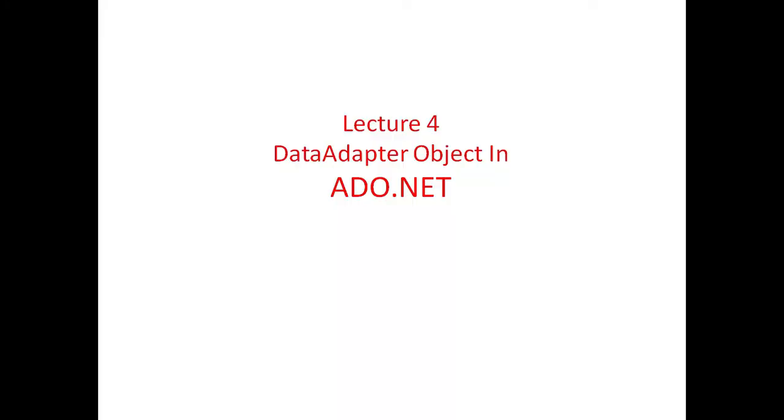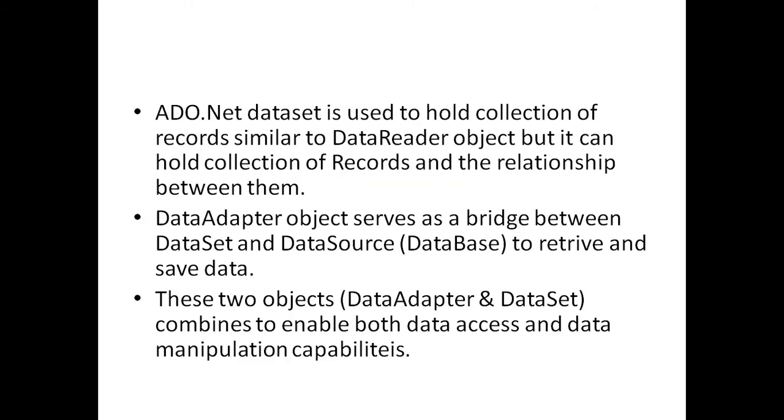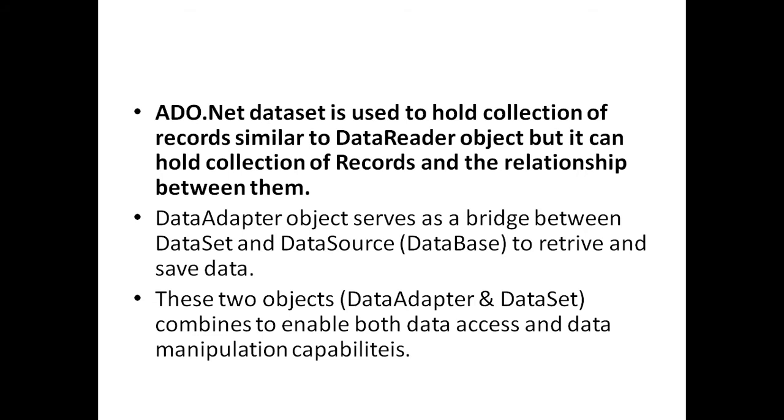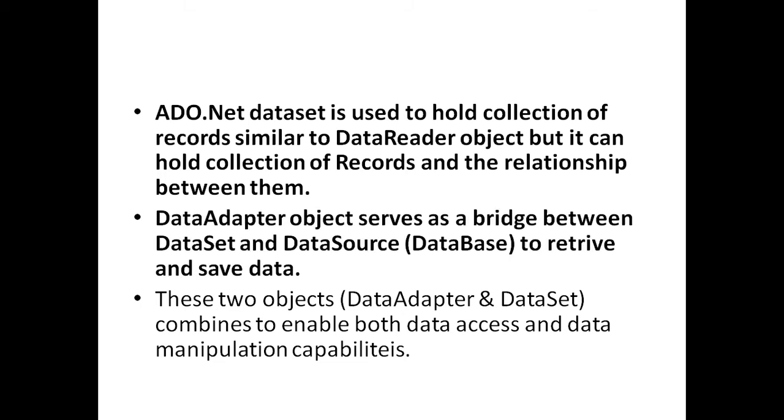Here we will see the data adapter object in ADO.NET. An ADO.NET dataset is used to hold a collection of records, similar to the data reader object, but it can hold a collection of records and the relationships between them. Data adapter objects serve as a bridge between the dataset and the data source, that is, the database, to retrieve and save data.